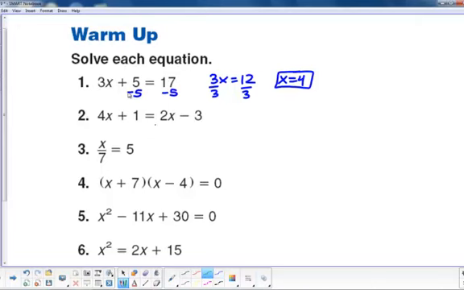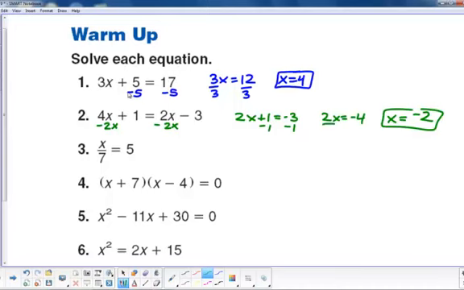In number 2, we want to get all the x's on one side and all the numbers on the left. So if we move the 2x over, we would have 2x plus 1 equals negative 3. Bring the 1 over. 2x equals negative 4. Divide by 2. So x would equal negative 2.